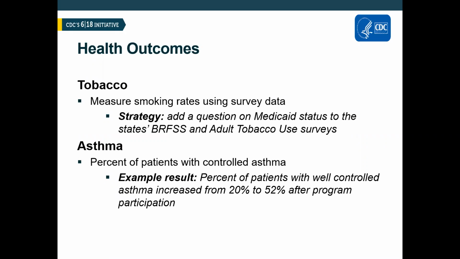Some examples of health outcome measures might be smoking prevalence as measured on BRFSS and adult tobacco use surveys. States might, for example, consider adding a question on Medicaid status to their surveys. Another example could be percent of patients with controlled asthma.